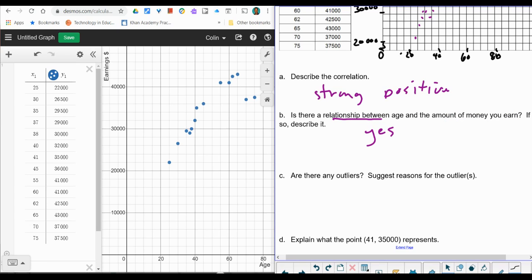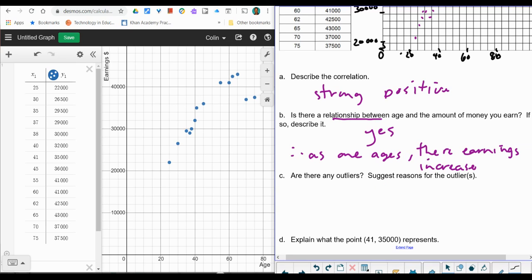If so, describe it. Okay, well, as one ages, their earnings increase. Right. Think of your parents. Think of when they started working as young adults and where they are now, their salaries may have gone up. Are there outliers? Okay, well, that's a great question.